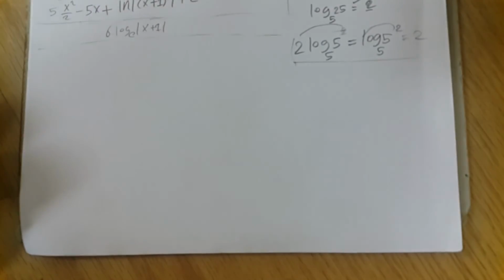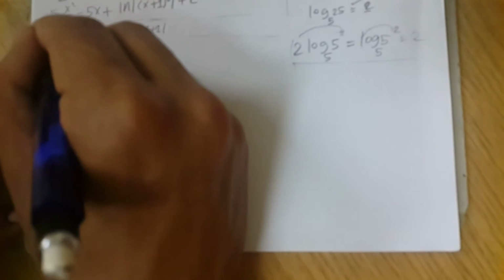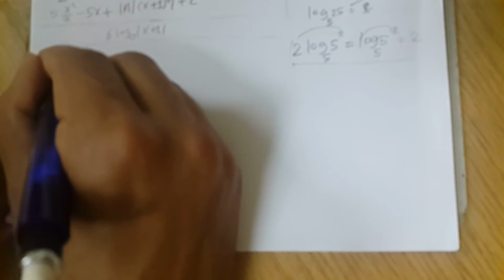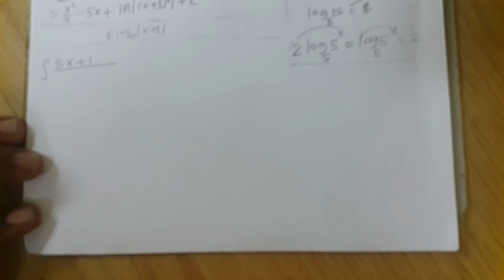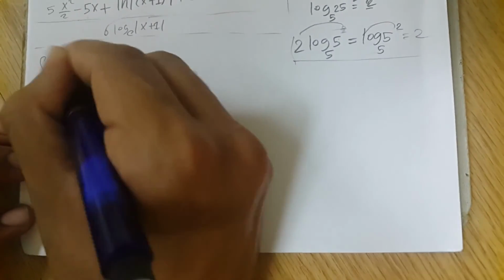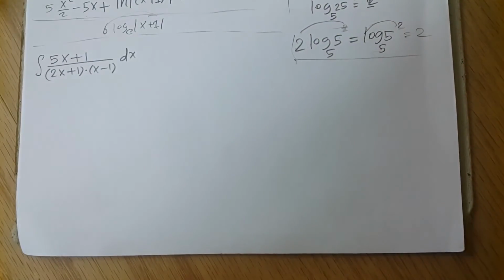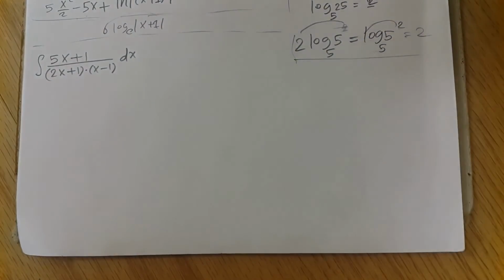So the next example will be the integration of 5x plus 1 divided by 2x plus 1 times x minus 1 dx. Okay, this is the next example, which will be 5x plus 1 divided by 2x plus 1 times x minus 1 dx. Okay, just checking my work.